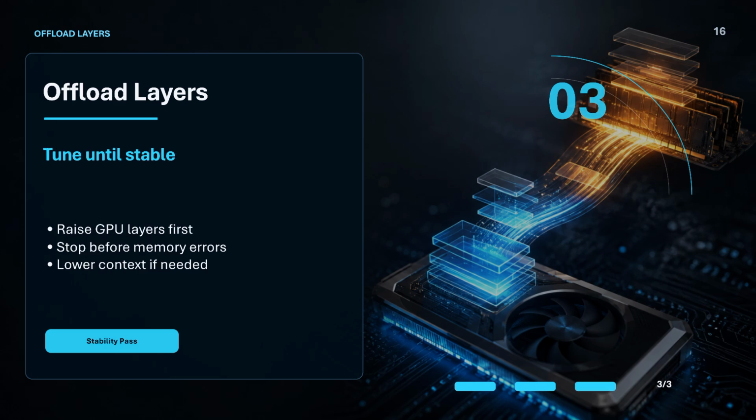So it's kind of like a ceiling. If you've got the money, you raise your GPU layers first and push what you can onto the GPU, and then when it becomes unstable, go down and start offloading stuff to the regular RAM.